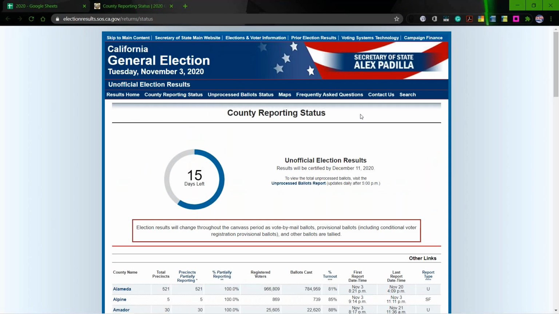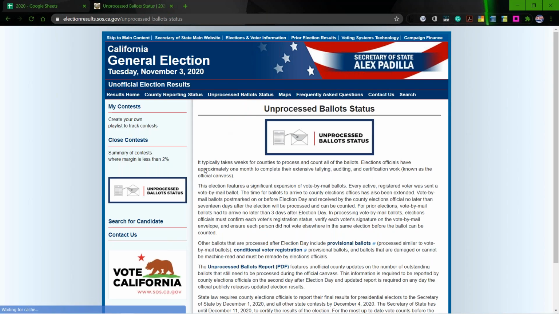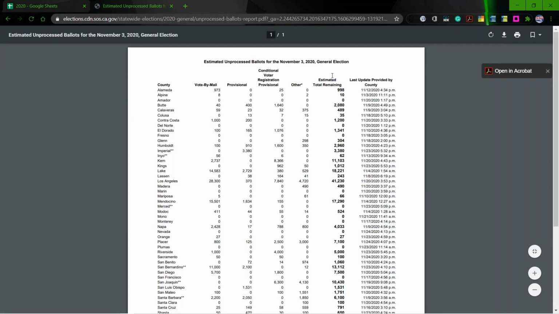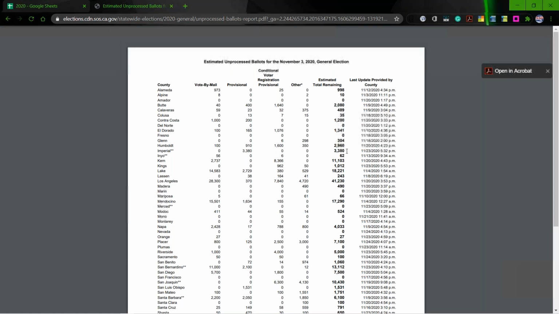But now I want to show you the unprocessed ballots status, which they keep updated in a PDF. This is, again, the current snapshot of the counties and the ballots that they still have to process. So every time they update this information, the total number on the county reporting status is going to increase by however many ballots each county processed at the time.